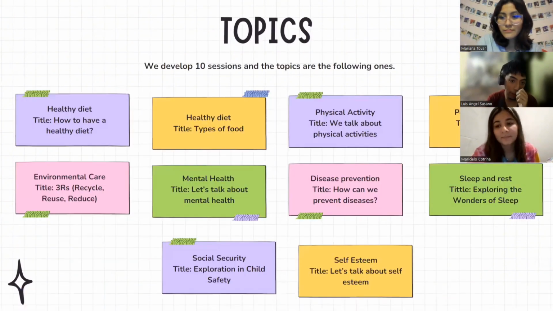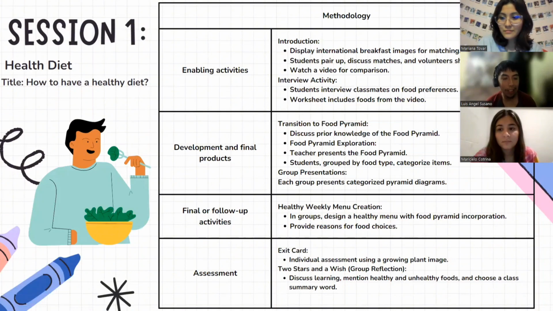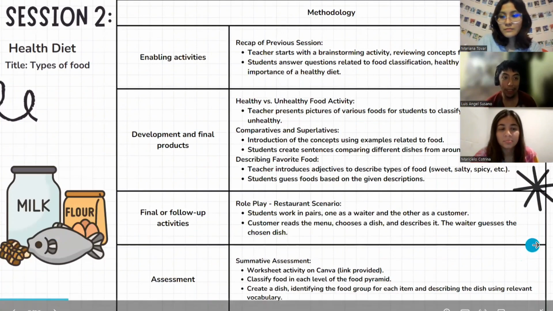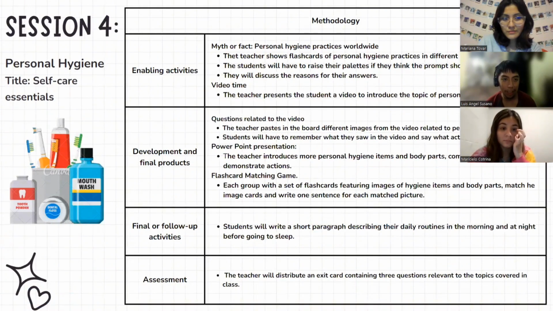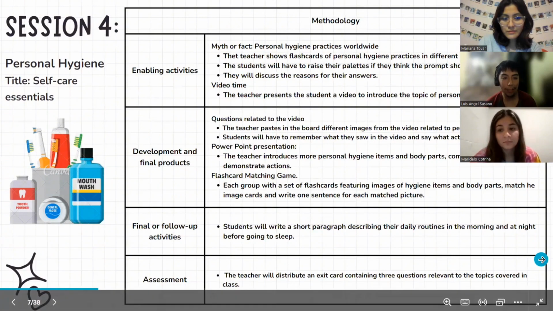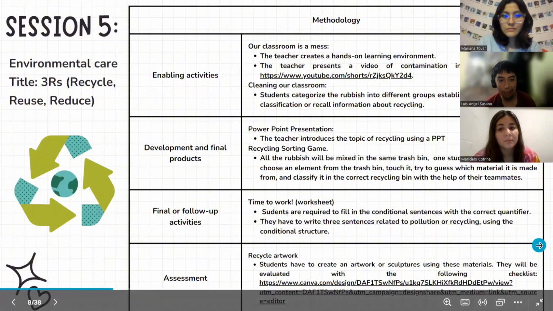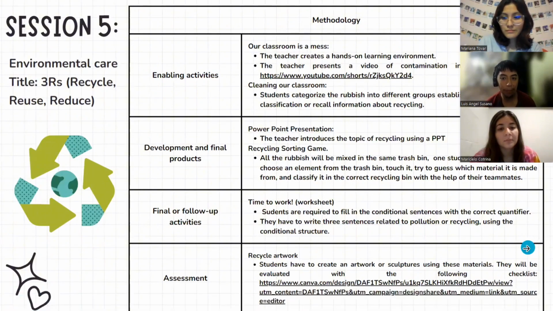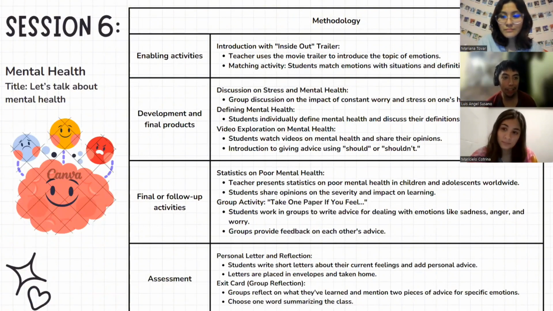Well, the topics we develop in the 10 sessions are: in session 1, the healthy diet, with the title How to Have a Healthy Diet. In session 2, the healthy diet and the types of food. In session 3, physical activity, with the title We Talk About Physical Activities. Session 4, personal hygiene with self-care essentials. Session 5, the environmental care with the 3 R's. Session 6, mental health, with the title Let's Talk About Mental Health.